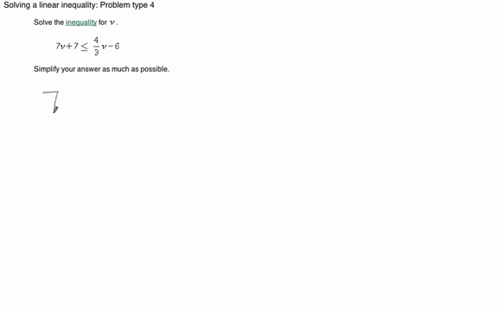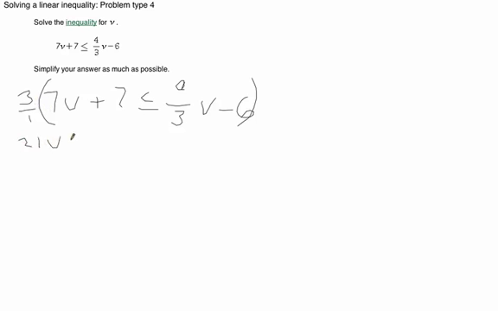So we could write our original problem, 4/3 v minus 6, and we can multiply this entire thing by 3, which is the same thing as 3/1. 3 times 7v makes 21v. 3 times positive 7 is plus another 21. We're going to keep the inequality the same.